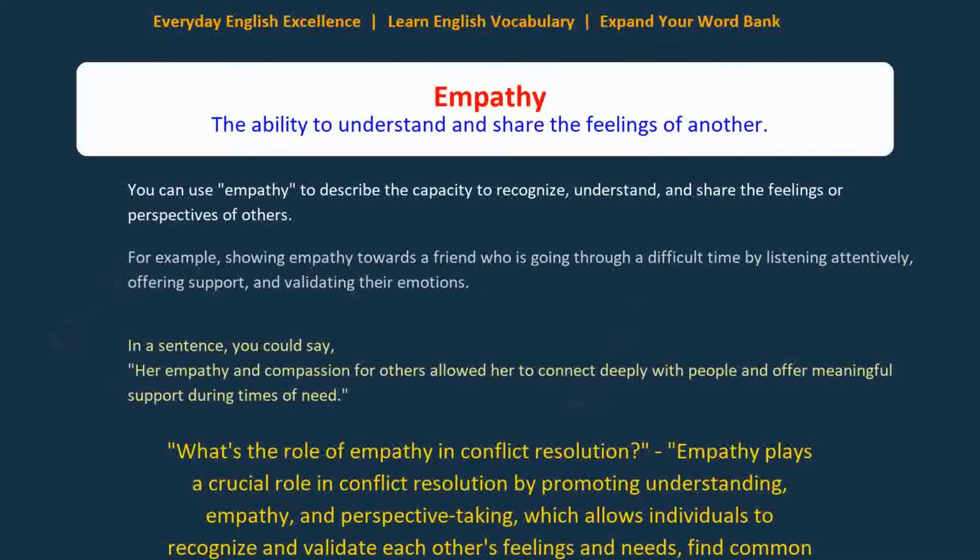What's the role of empathy in conflict resolution? Empathy plays a crucial role in conflict resolution by promoting understanding, empathy, and perspective taking, which allows individuals to recognize and validate each other's feelings and needs, find common ground, and work towards mutually satisfactory solutions that address underlying concerns and promote reconciliation.